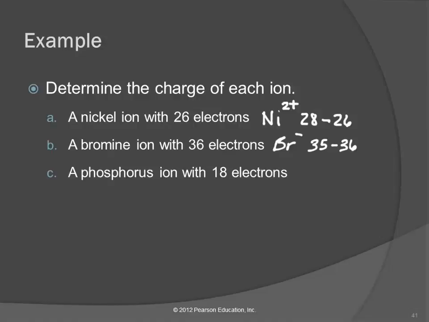Phosphorus, what's the symbol for phosphorus? P. How many protons does phosphorus have? 15. And this says it has 18 electrons. 15 minus 18 gives us an overall -3 charge, so we write 3 minus. Okay?